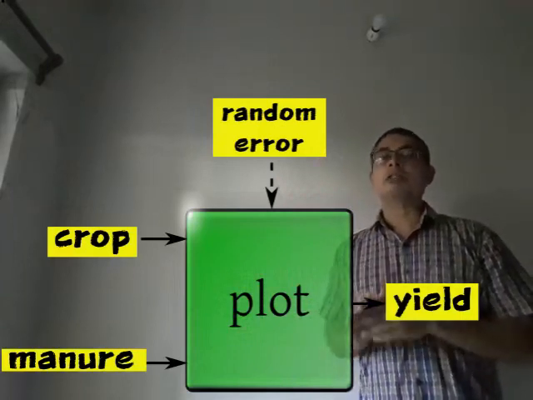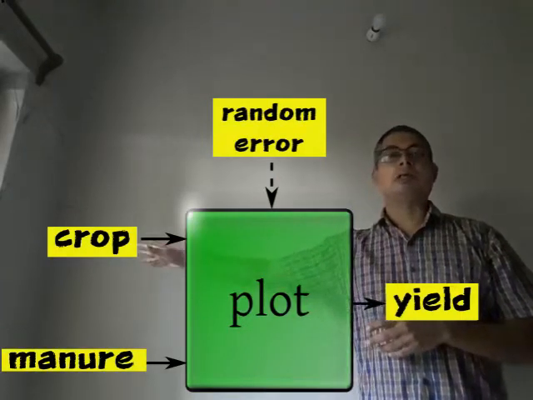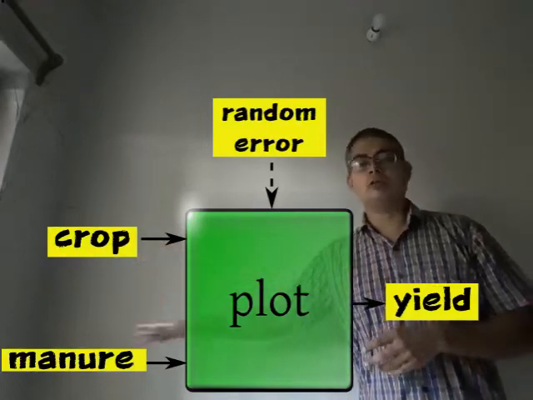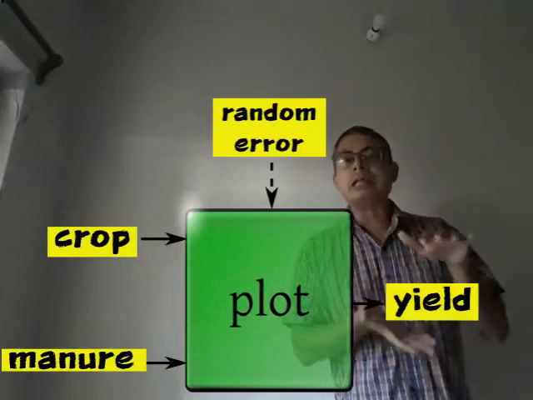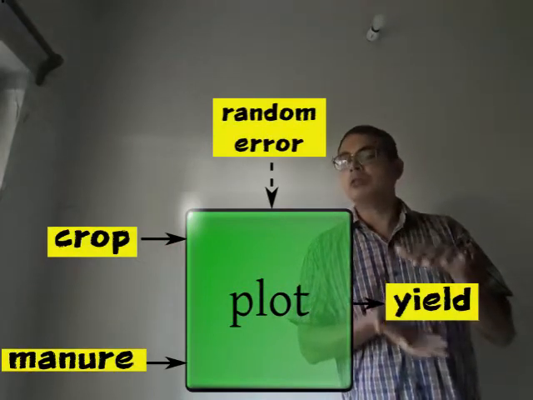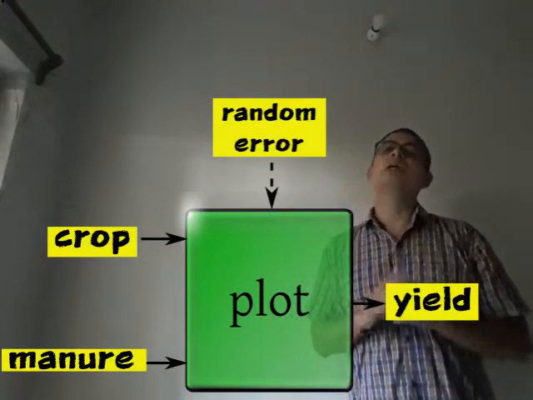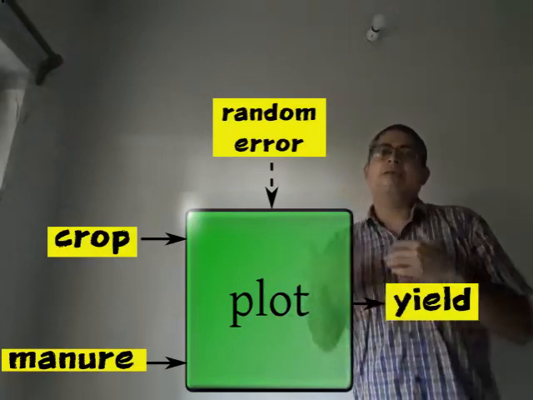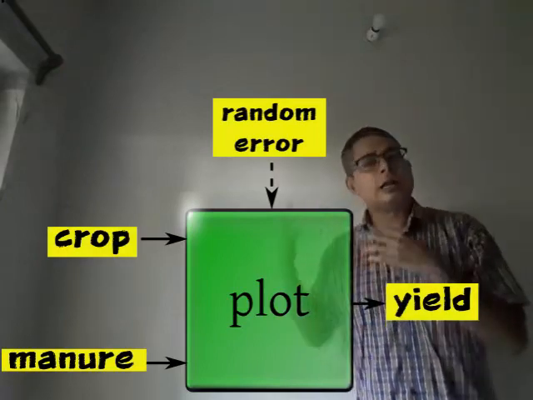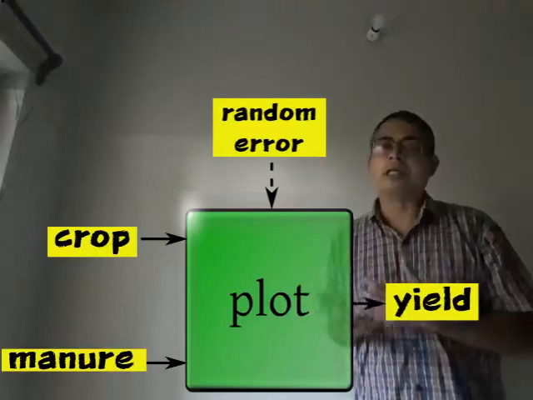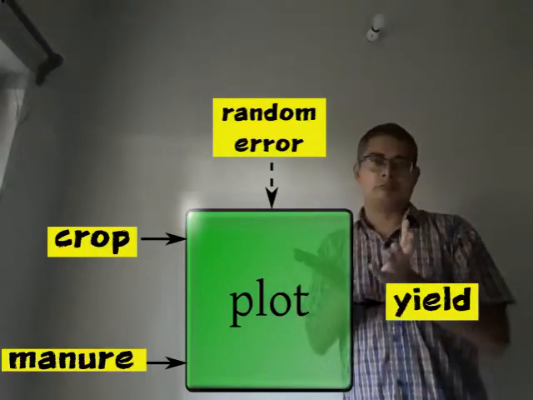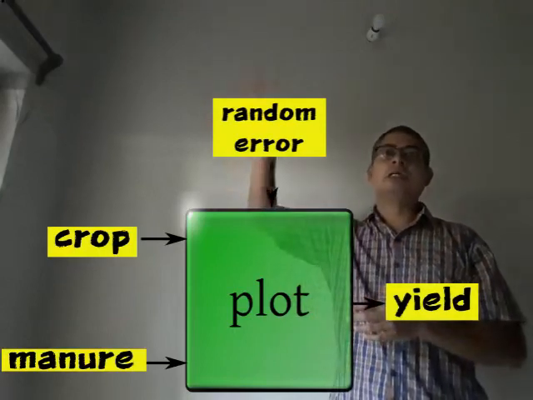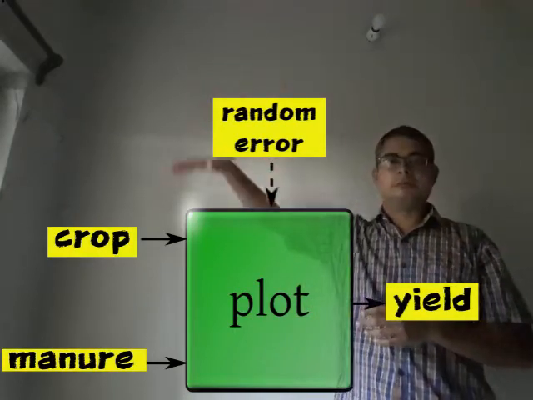We sow the same crop in both the plots, apply the same manure, do everything similarly. Do we expect that we will get precisely the same yield in both cases? No. There will be some amount of variation, inevitable, because there are so many other things that we could not take into account. All those things put together, I have put it in this random error thing.